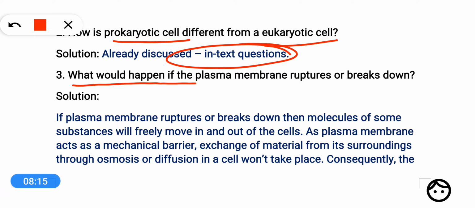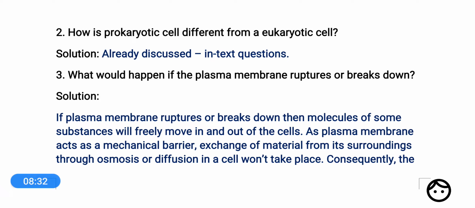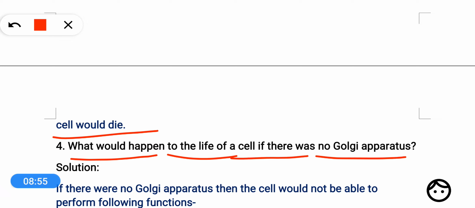Question number 3. What would happen if the plasma membrane ruptures and breaks? If the plasma membrane breaks or ruptures, then the molecules will move in and out of the cell freely, and the exchange of the materials will not be controlled. The mechanical barrier of the cell will be broken down, so there will be free movement of substances in and out of the cell, and certainly the cytoplasm will move out of the cell, and in this way the cell will die. Now what would happen to the life of a cell if there is no Golgi apparatus?